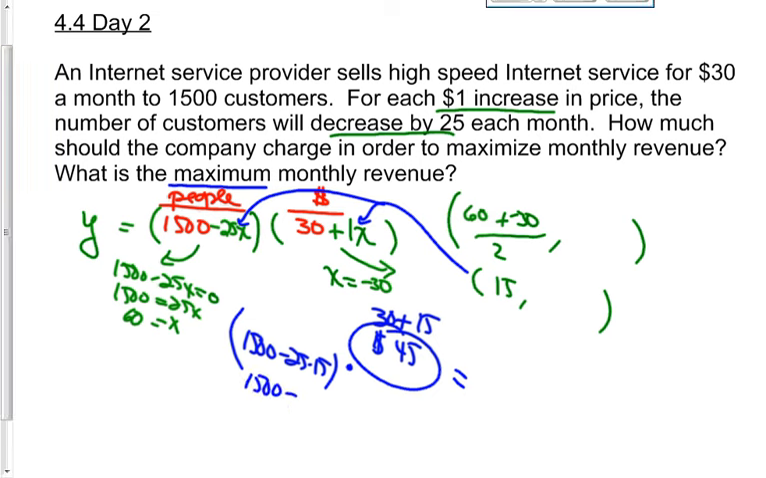1,500 minus 375 is 1,125, times 45. And let's see if we get the same answer I got the last time I did this. 50,625. So again, the answer to the question, how much should the company charge in order to maximize revenue? $45 is your new price. And what will that revenue be? $50,625.